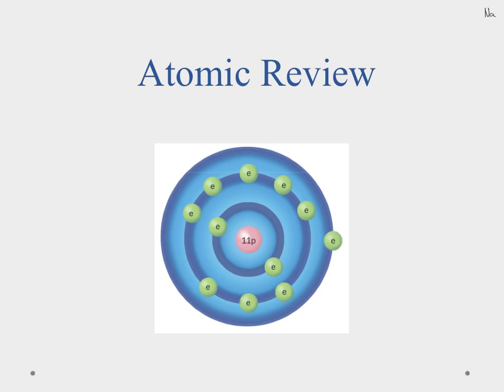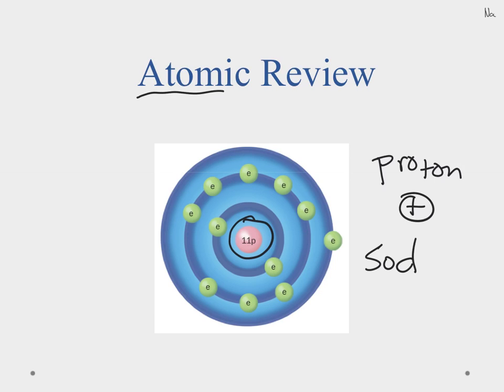Okay, before we talk about our bonding patterns and our chemical reactions, I want to review the atom with you real quickly. Here we have our simple model again. Notice in the middle we have our nucleus, and in there we have our protons. Remember, the proton has a positive charge. It's the defining characteristic of an element. So the number of protons tells me which element we have. In this case we have 11, and that tells me that I have sodium. So this is a model of a sodium atom.